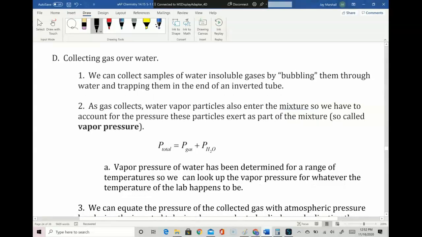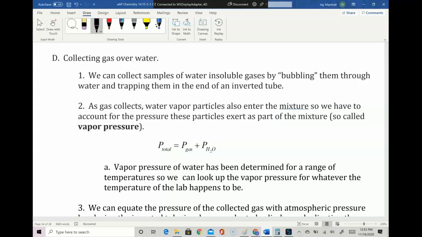Okay, another application of partial pressures is collecting samples of gas in water or over water. So we could collect samples of water insoluble gases by bubbling them through water and trapping them in the end of an inverted tube, which is what we did in our lab, right? Hydrogen is basically insoluble in water, and so none of the hydrogen that we created stayed in the water, right? It all came out and created that volume of hydrogen gas that we have.